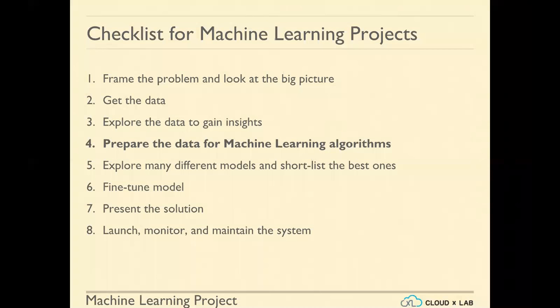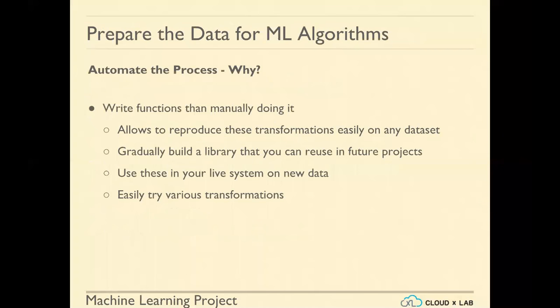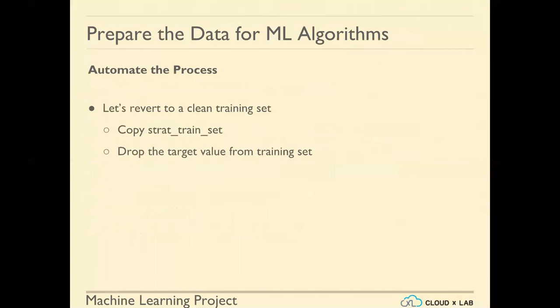Now let's go ahead with preparation of the data for machine learning algorithms. So let's prepare the data. The idea is very simple. First, we will automate the process by doing various things like creating procedures and also creating pipelines. Okay, so we're going to revert to the clean data, whatever we had earlier.